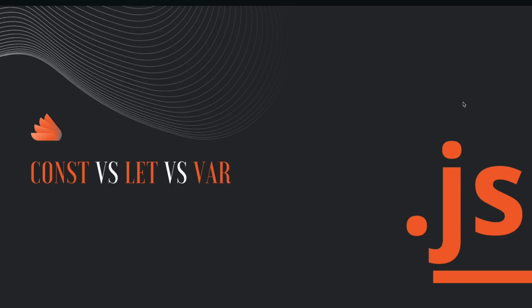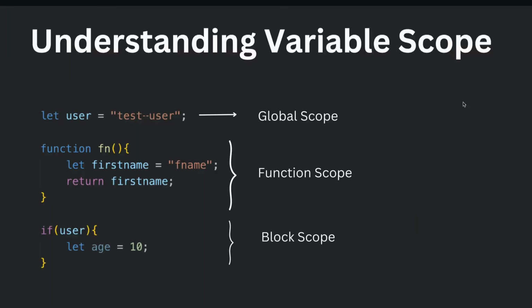So I hope you might have gone through all the reading material, and in this video let's discuss the difference between all the three types of variable declarations and the use cases of each of them. Before going too deep, let us understand what a variable scope is. In JavaScript there are three types of scope: global scope, function scope, and block scope.